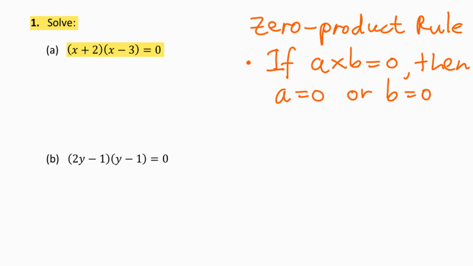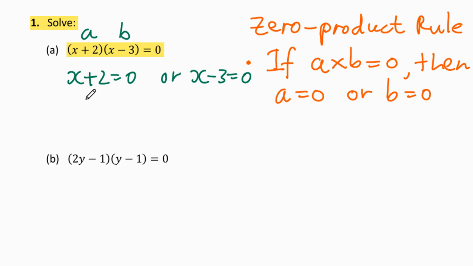In this case, we have x plus 2 times x minus 3 equals 0. In terms of the zero product rule, the x plus 2 can be A, and the x minus 3 could be B. So A times B is 0. And by this rule, it means that x plus 2 must be 0, in other words, A must be 0, or x minus 3 must be 0, in other words, B must be 0.